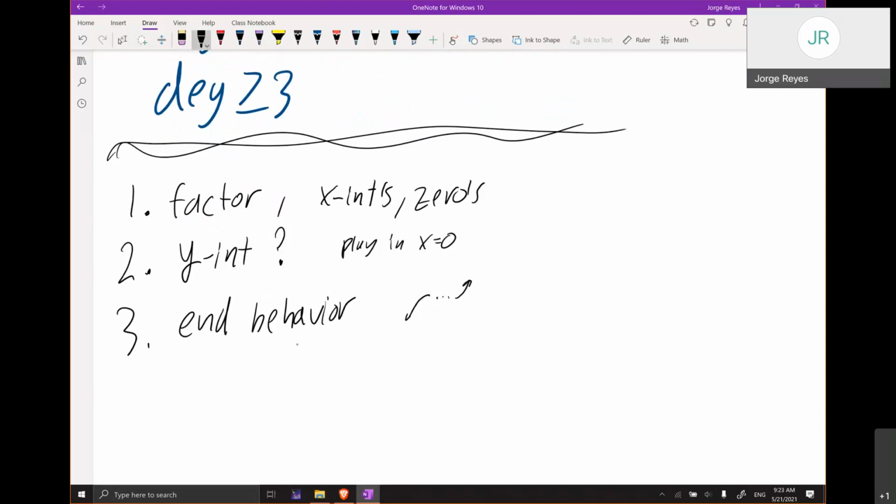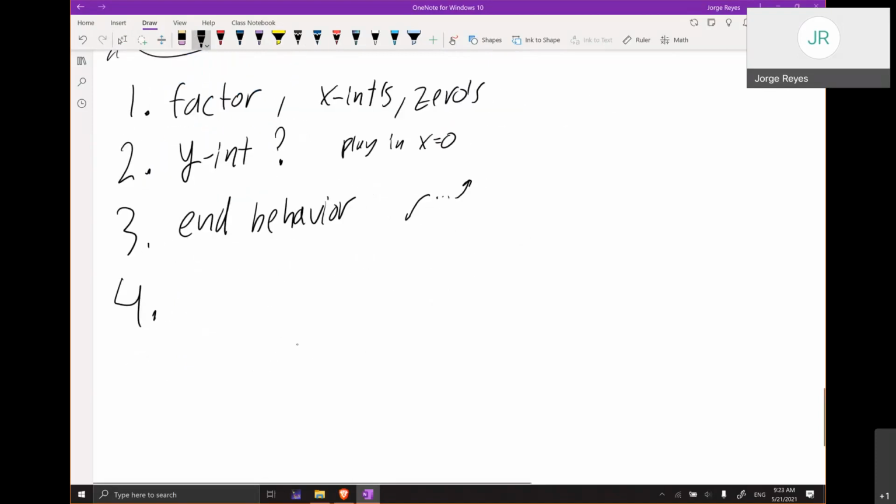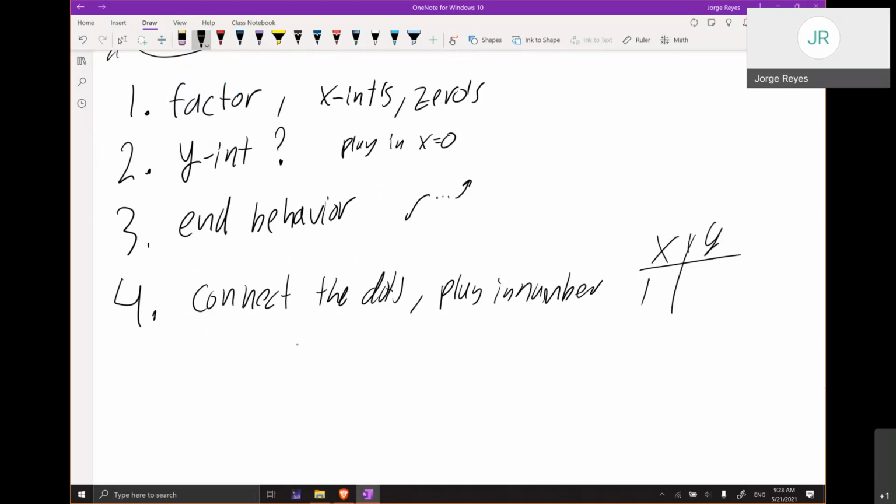And then step 4, the last step, is you connect the dots. Or you can start plugging in a whole bunch of numbers, like from previous sections. You can always make a little table and plug in numbers that you want. Kind of important though, when you connect the dots, remember that polynomials are smooth, so you cannot connect the dots and have corners anywhere.